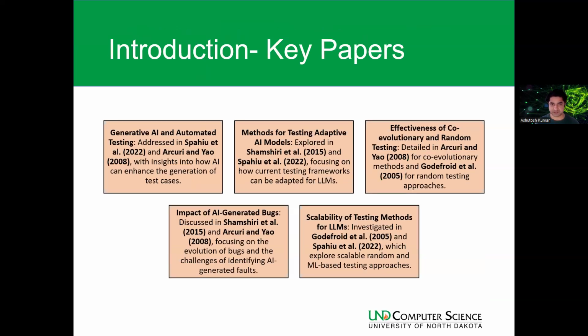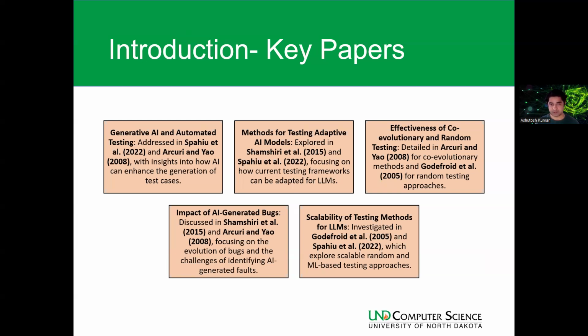For this paper, I reviewed several other papers as well. Some key papers are here, if you see on the screen. Papers like Spahu et al. 2020 and Arcuri 2008 focused on automated testing and how AI can enhance the generation of test cases. Whereas other papers like Summerstreet 2015 and Spahu et al. in 2022 offer good insight into testing adaptive AI models like LLMs.